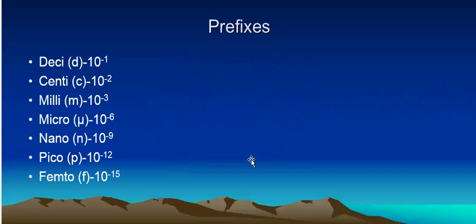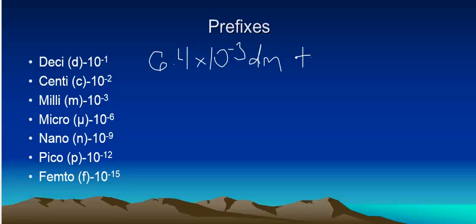Here are the prefixes less than 1. Deci, centi, milli, micro, nano, pico, and femto. And again, the numbers 10 to the negative 1, 10 to the negative 2, those refer to the base unit. So for example, let's say I have this problem. I want to take 6.4 times 10 to the negative 3, say it's decimeters, and I want to convert that to nanometers. I'm going to start with what I am given, 6.4 times 10 to the negative 3.